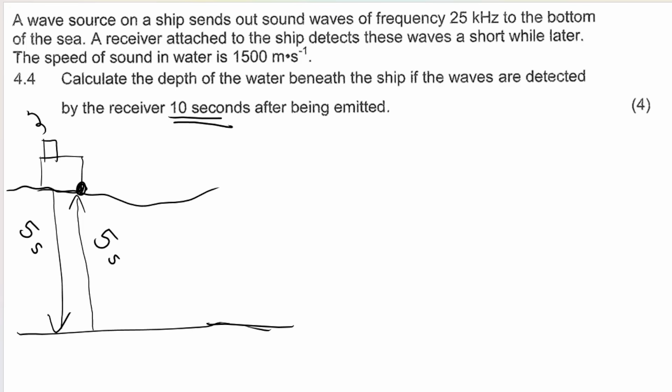5 plus 5 is 10. Half the time to go down, half the time to go up. And they want to know, how deep is this water? So they're looking for the distance from here to here.